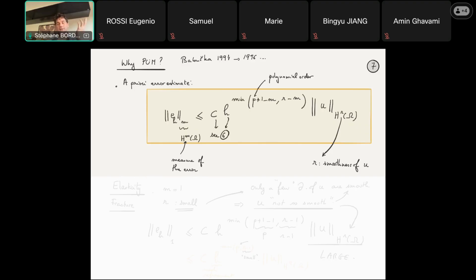So what can you do? Well, first idea, I increase the polynomial order, right? Because let's say that h is anyway going to 0. So let's forget h. Now let's say I increase the polynomial order. What happens?